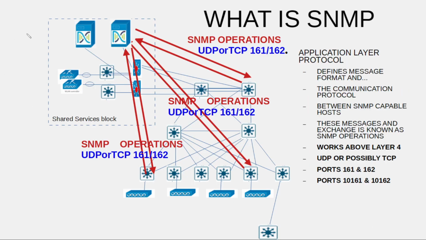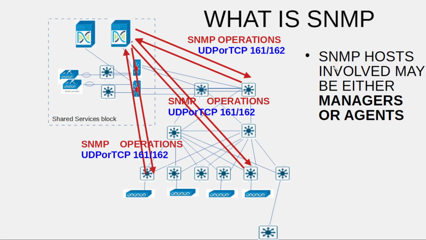Given it is an application layer protocol, it works above layer 4. It usually uses UDP as the transport. However, it is possible to use TCP, although it is not done very often. The ports that are used by SNMP are 161 for most of the SNMP operations and 162 for traps and informs. However, there are other ports defined for SNMP version 3 when we use TLS as a transport. These are not used very often, and they are 10161 and 10162.